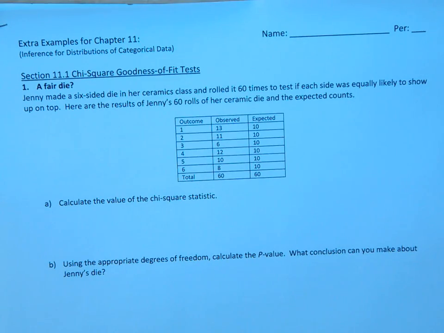Alright, extra example for section 11.1, number 1, a fair die. Jenny made a 6-sided die in her ceramics class and rolled it 60 times to test if each side was equally likely to show up on top. Here are the results of Jenny's 60 rolls of her ceramic die and the expected counts.